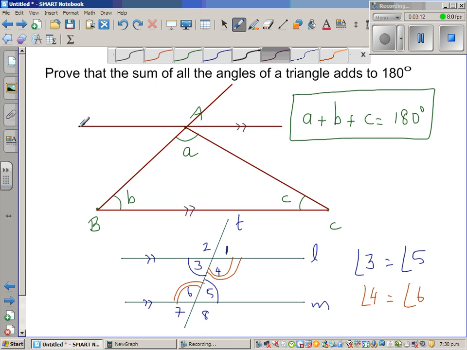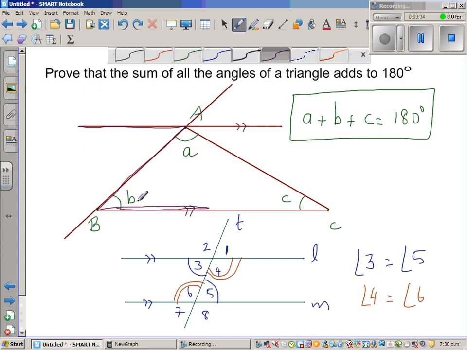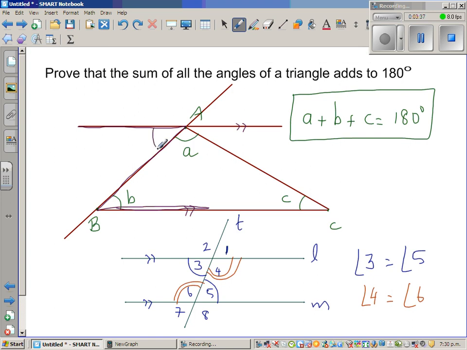So can you see a Z? Let me draw a Z. So this is the Z angle formed by parallel lines and a transversal. Here the transversal is line AB. So let me make this transversal. If this is B, this will also be B. So this is B.